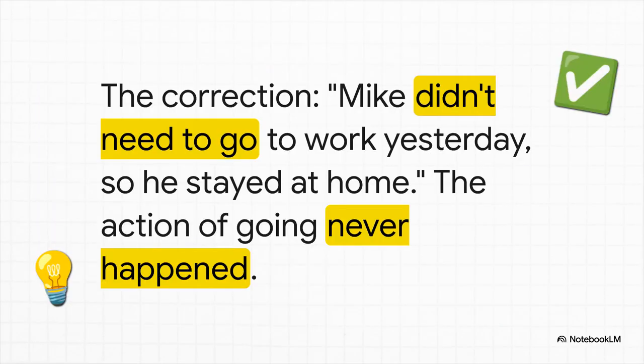And hey, this brings us right back to that puzzle from the beginning. Time to solve it. The sentence said, Mike stayed at home. So let's ask our magic question. Did he actually go to work? Nope, he didn't. So the correct phrase has to be, didn't need to go. It wasn't necessary, so he didn't do it. See? Simple as that, once you know the rule.